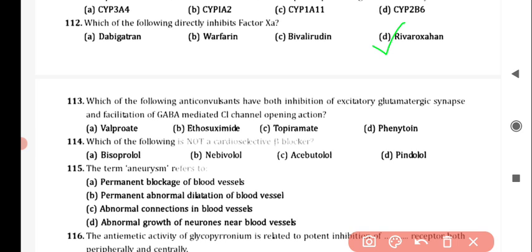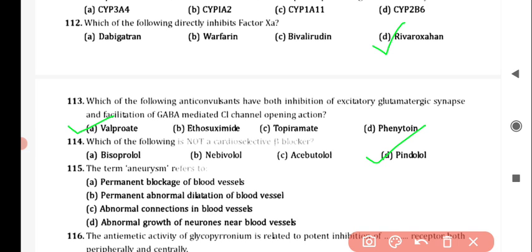rivaroxaban. Next question is, which of the following anticonvulsants have both inhibition of excitatory glutamatergic synapse and facilitation of GABA-mediated chloride channel opening action? And the correct answer is option A, valproate. Next question is, which of the following is not a cardioselective beta blocker? And the correct answer is option D, pindolol.